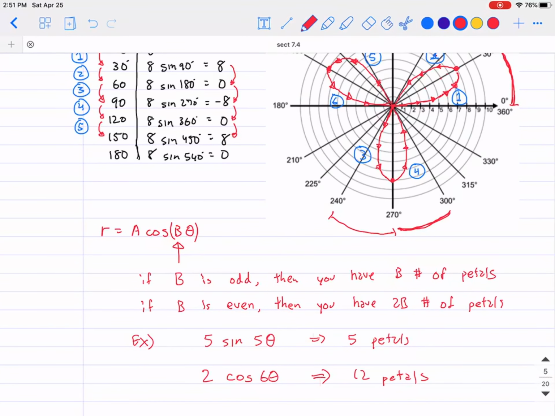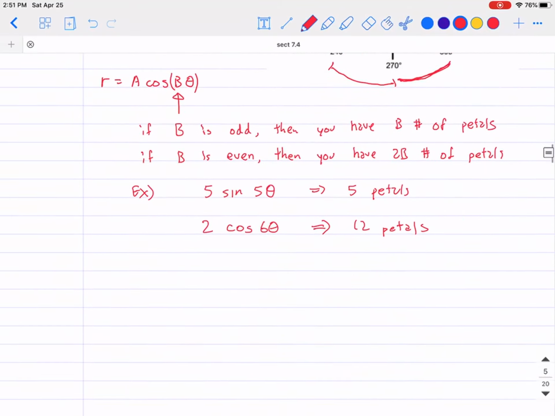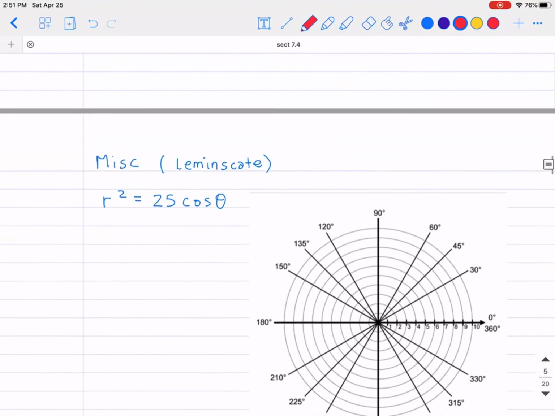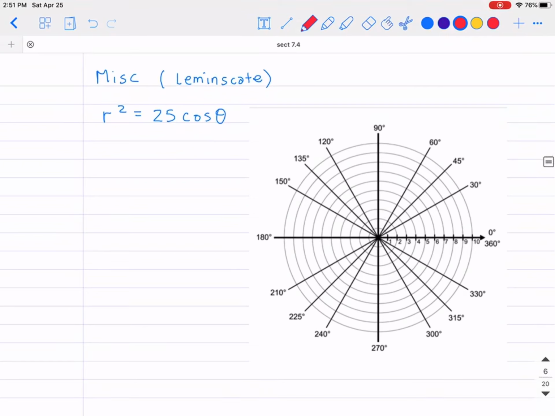All right. So hopefully the petal thing is not too bad. It gets a little grindy at first, but once you get used to it and get adjusted, you get the idea as to how this all works out. Now let's go ahead and look at the last case.